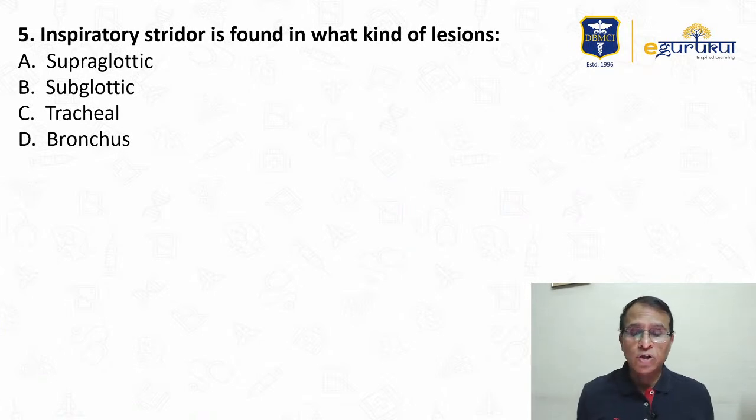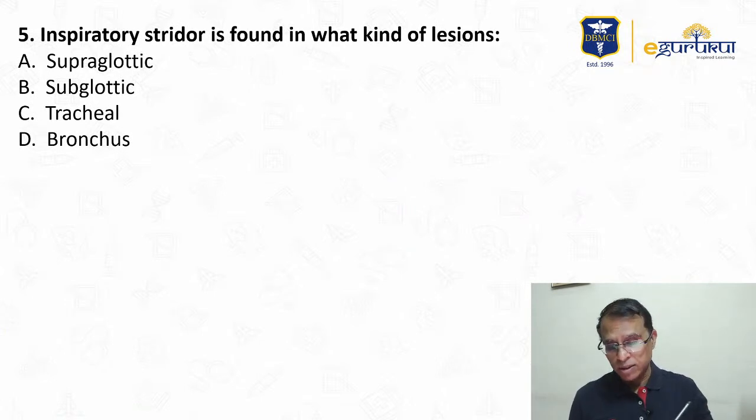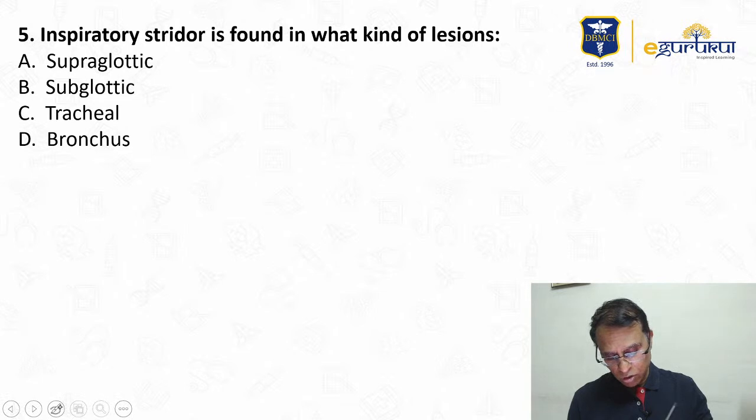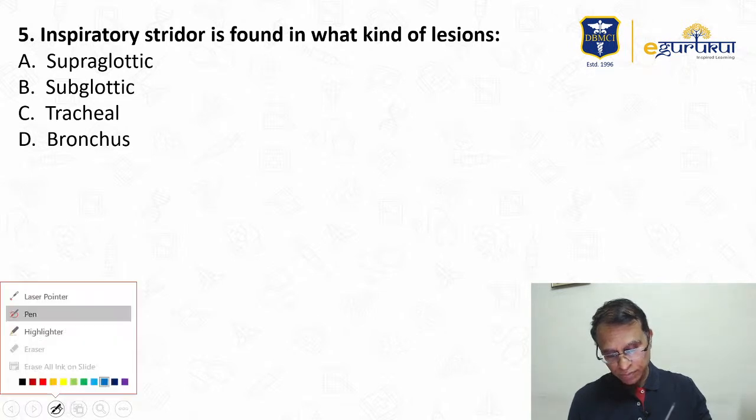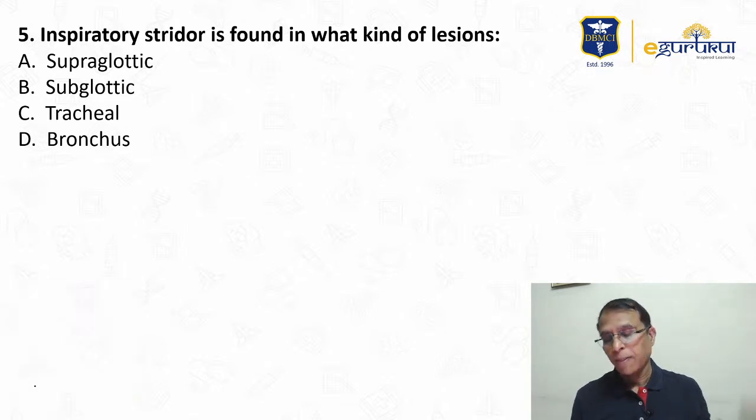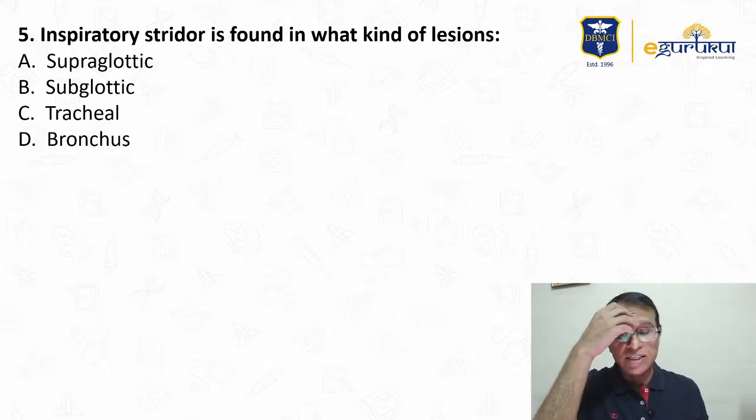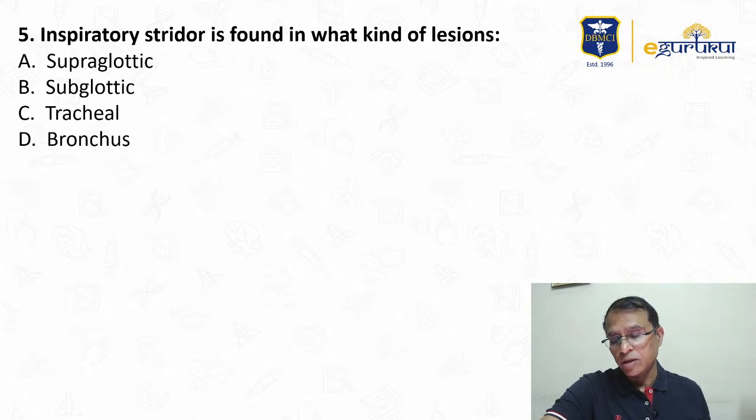Inspiratory stridor is found in which kind of lesion? Supraglottic, subglottic, tracheal or bronchial? Inspiratory stridor means stridor only when the patient breathes in. There is no stridor when the patient breathes out.